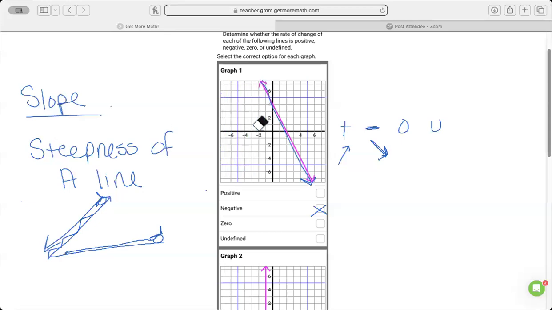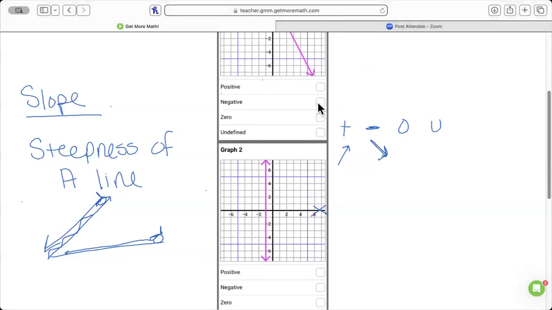Okay, it's that simple. Don't overthink it. Don't make it too complicated. That's what it is. Easy peasy. Not going to take a whole lot of brain power.